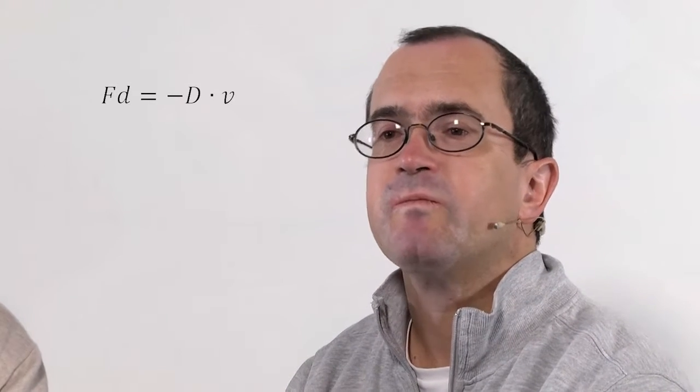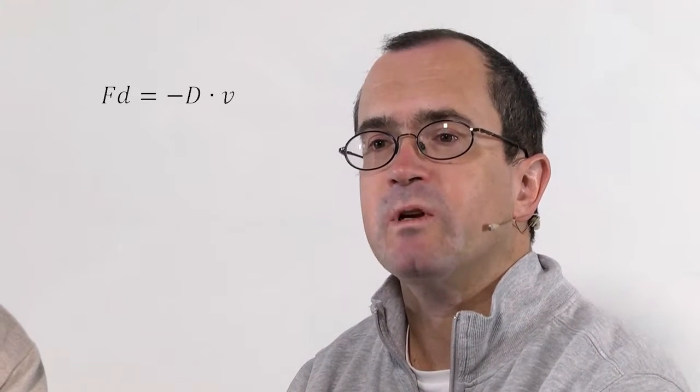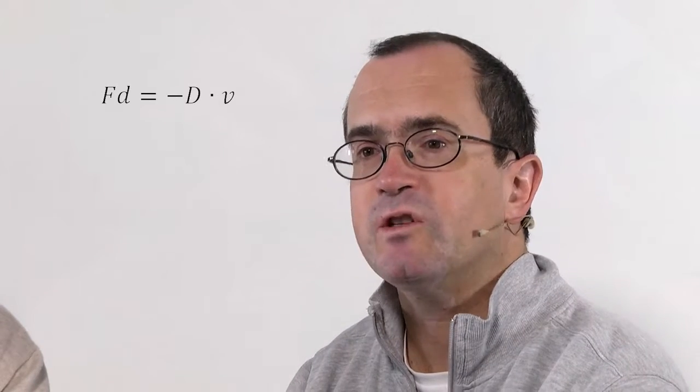damping force is minus some damping constant multiplied by the velocity. This means the faster our mass is moving, the higher is our damping force. The direction of the damping force is always opposite to the direction of movement.